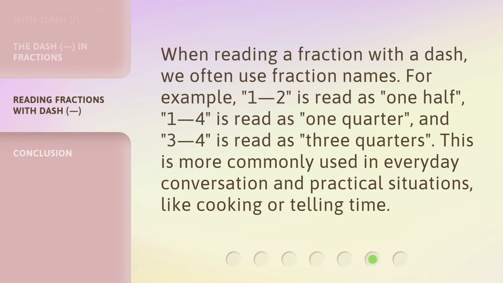When reading a fraction with a dash, we often use fraction names. For example, 1-2 is read as one half, 1-4 is read as one quarter, and 3-4 is read as three quarters. This is more commonly used in everyday conversation and practical situations, like cooking or telling time.